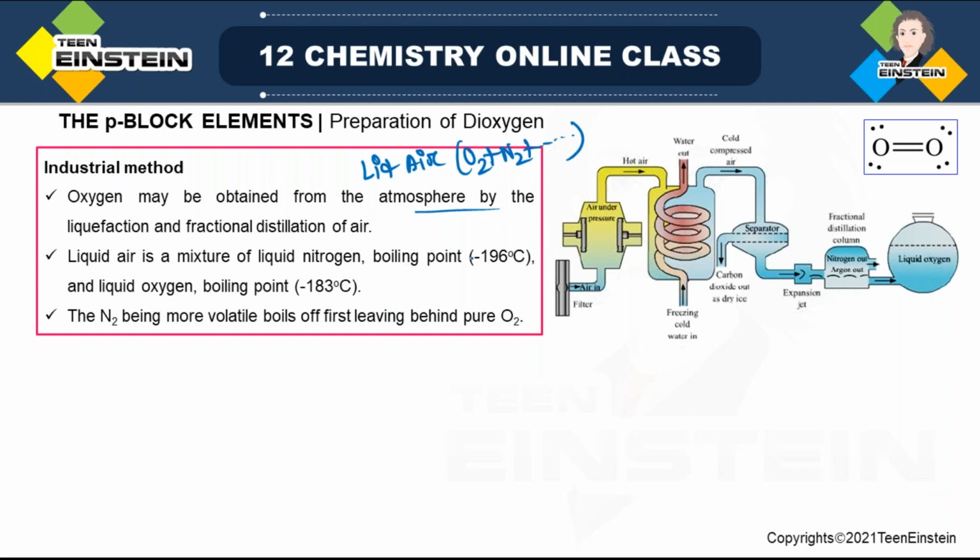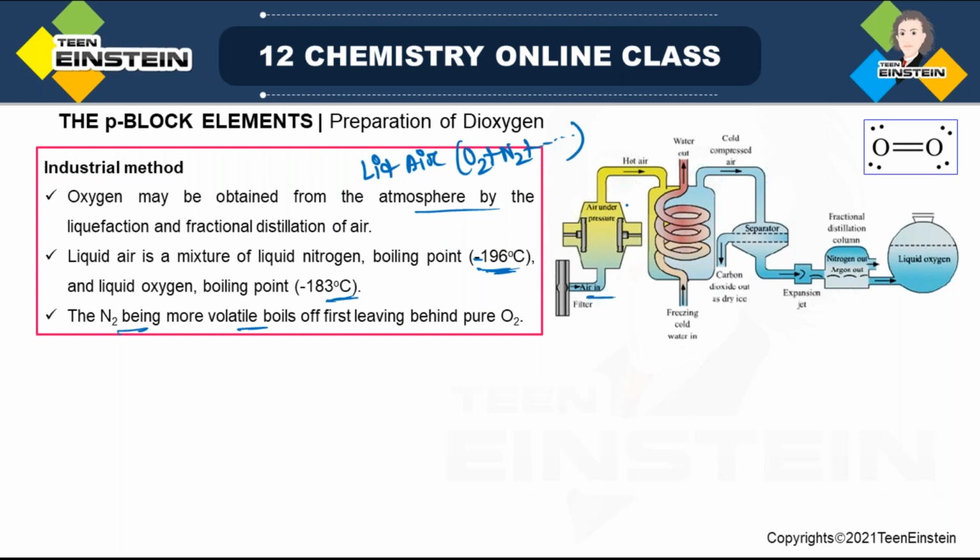Their boiling points: for nitrogen it is minus 196 degrees centigrade, and for oxygen the boiling point is comparatively high. Okay, there is a minus sign, that means this value is lower than this. So nitrogen's boiling point is low, so first we will get nitrogen during distillation, then we will get oxygen. Nitrogen is more volatile, so it will boil off fast and oxygen will remain.